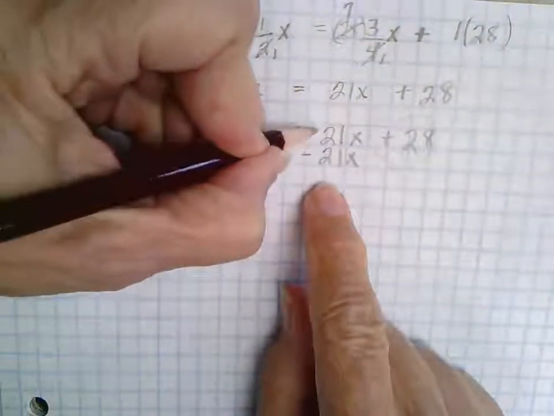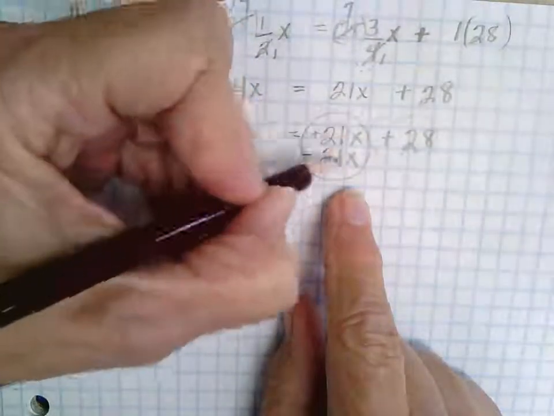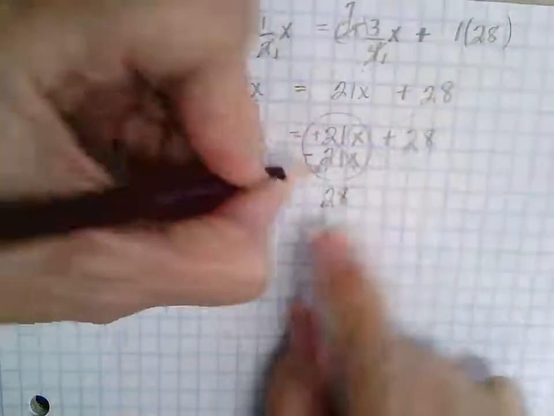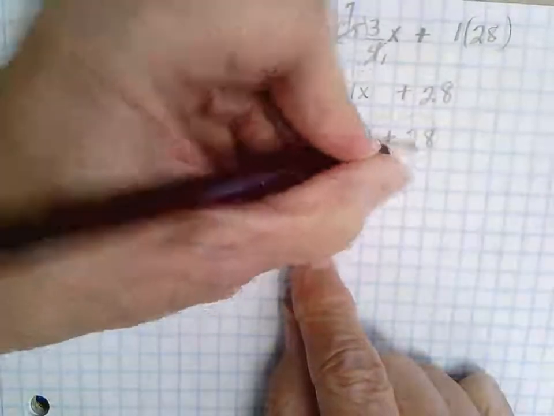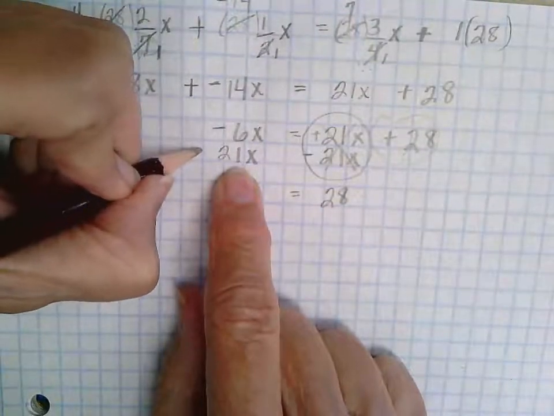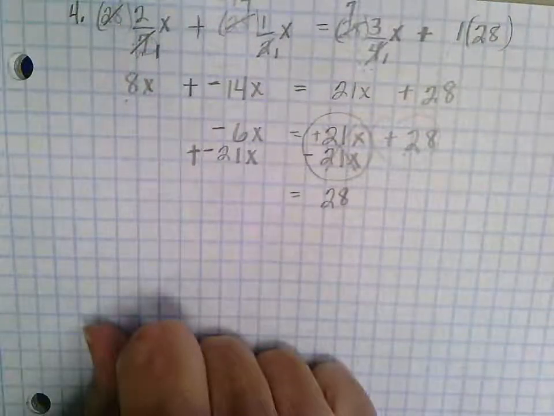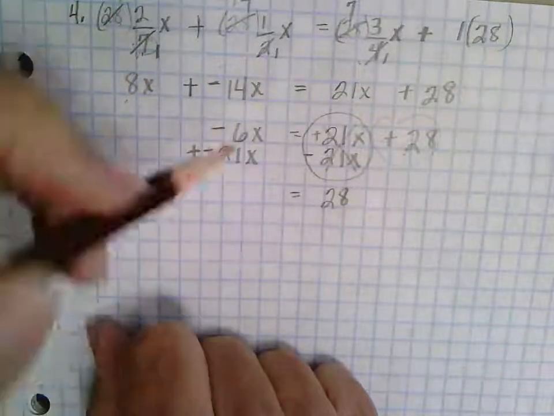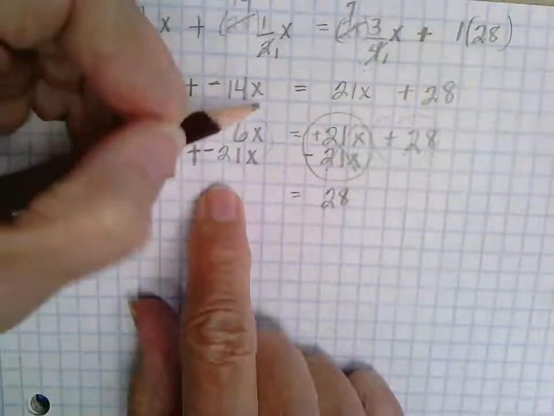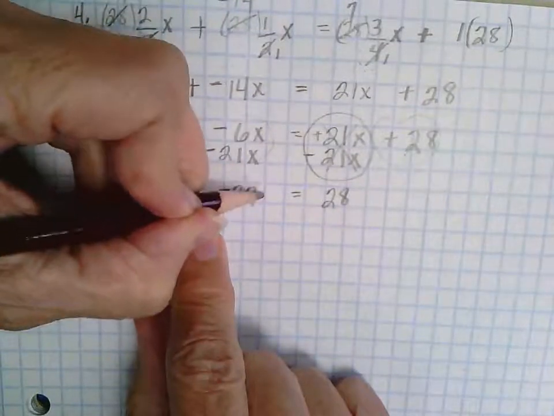So this is a positive 21x, this is a negative 21x. Together they equal 0. So now I'm just left with 28 on this side because 0 plus 28 is 28. On this side, when I subtract 21x, that's plus a negative 21x. So I'm going to be combining these negative x's here, and I'm going to get negative 27x.